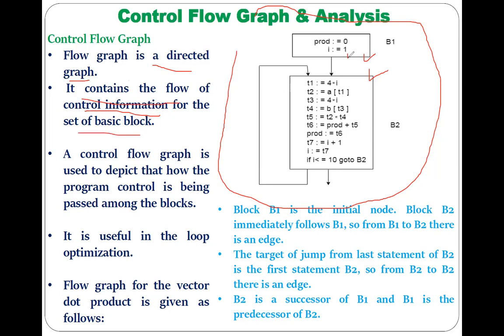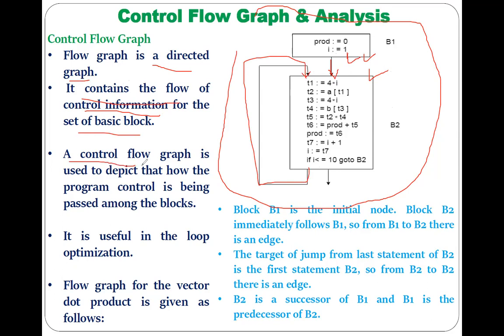So control from B1, where is it going? Control from B1 is going to B2. How can we determine that? Using this directed arrow, we can understand the control from B1 is going to B2. Then control from B2 is going to B2 itself, that we can understand from this directed arrow.